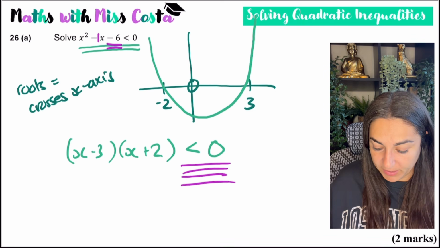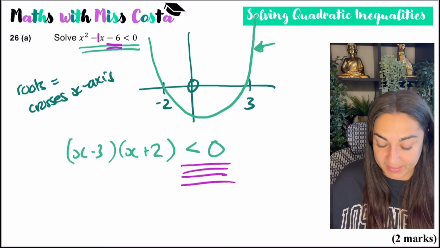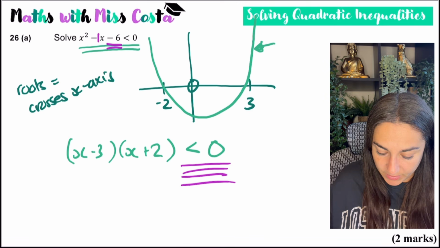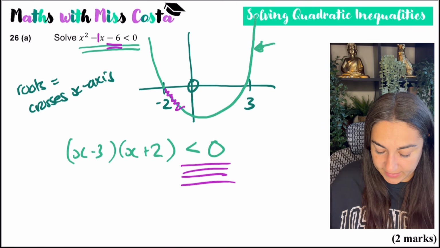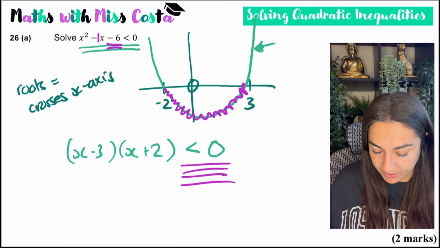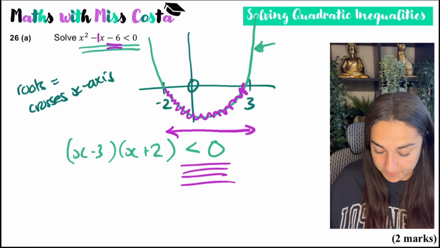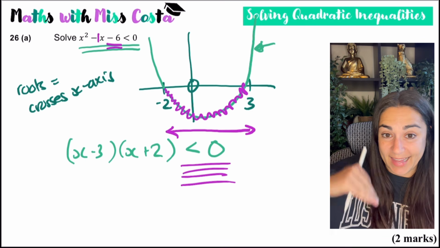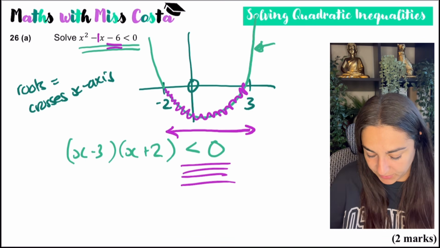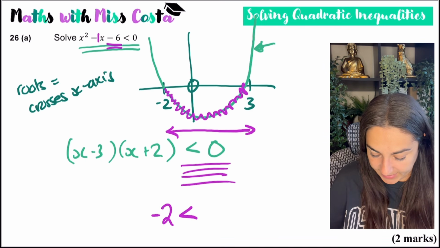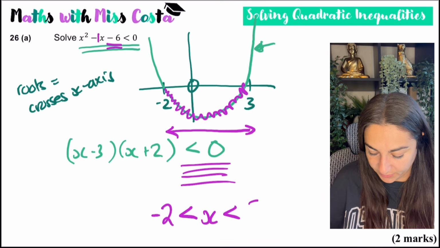So this is my graph. This is x squared minus x minus 6. And where is it less than 0? Well, this part here is where it's less than 0. So it's in this interval that my x values could be. And so when the graph is less than 0, it's easy because you just write minus 2 is less than x, which is less than 3.